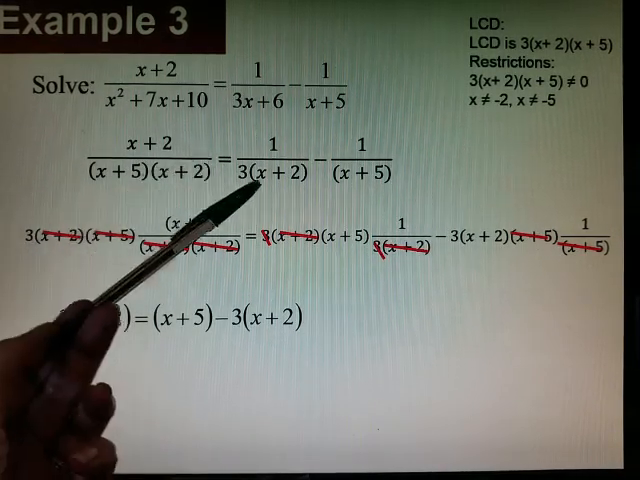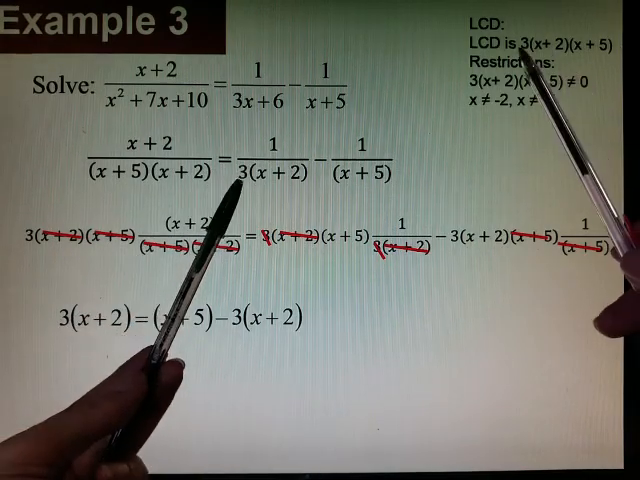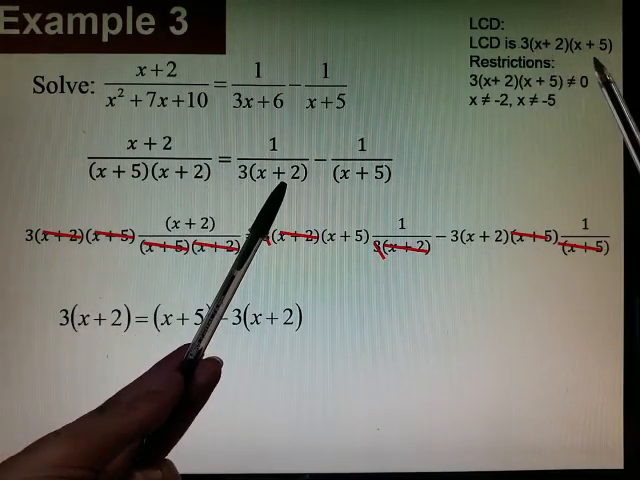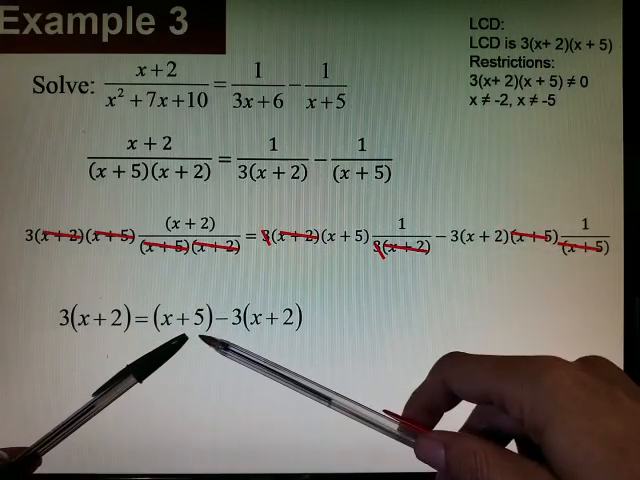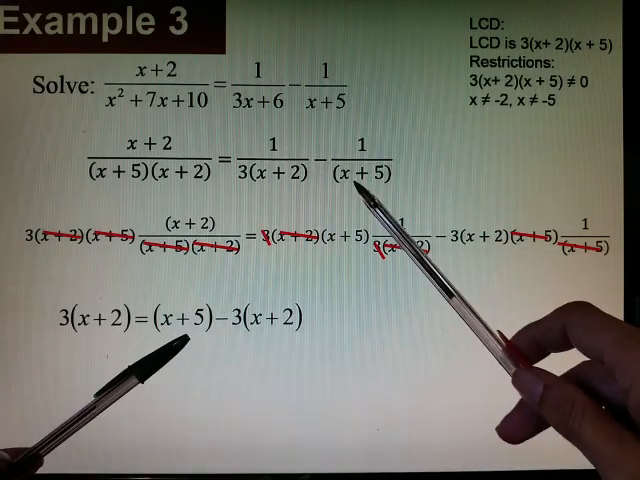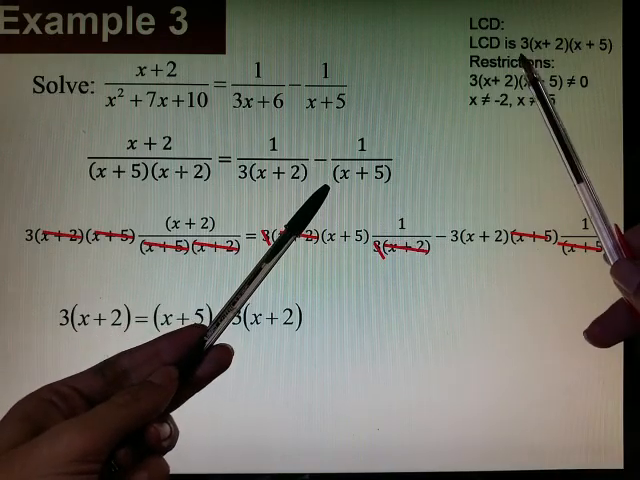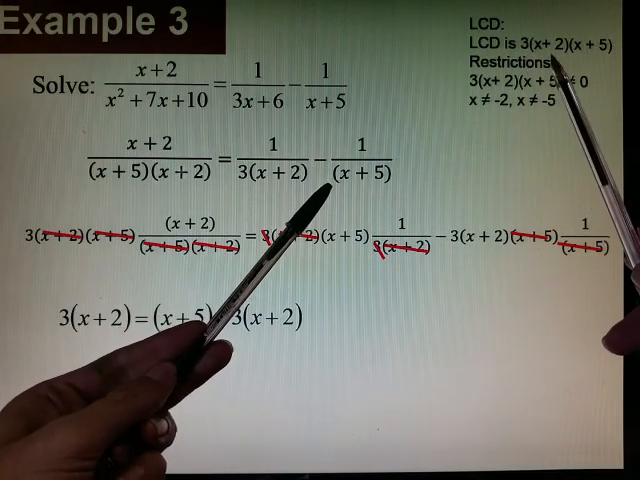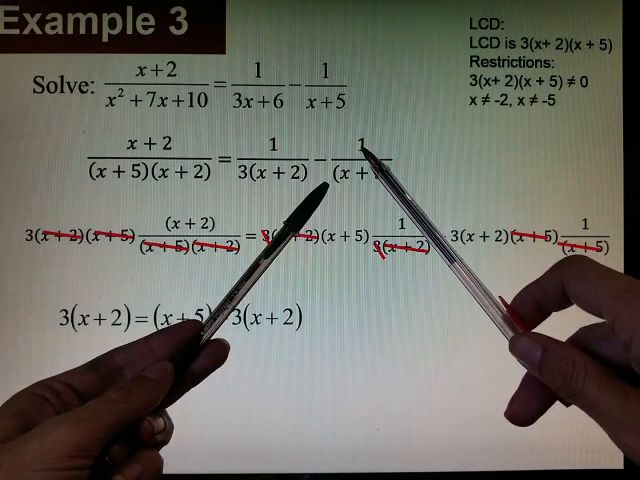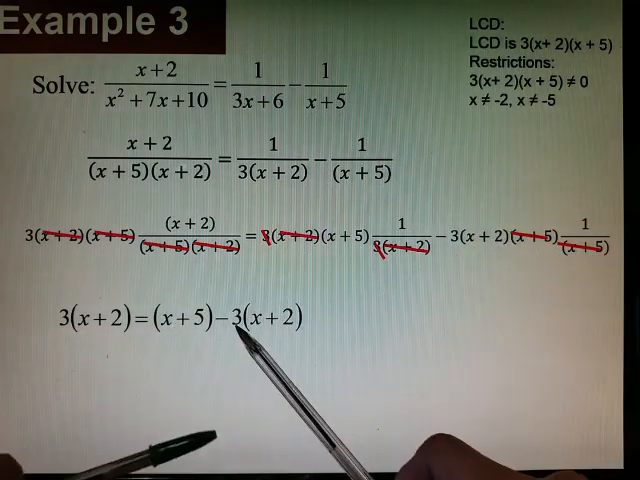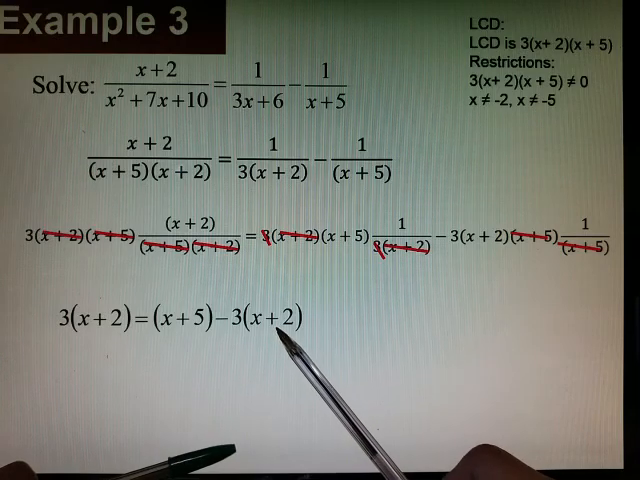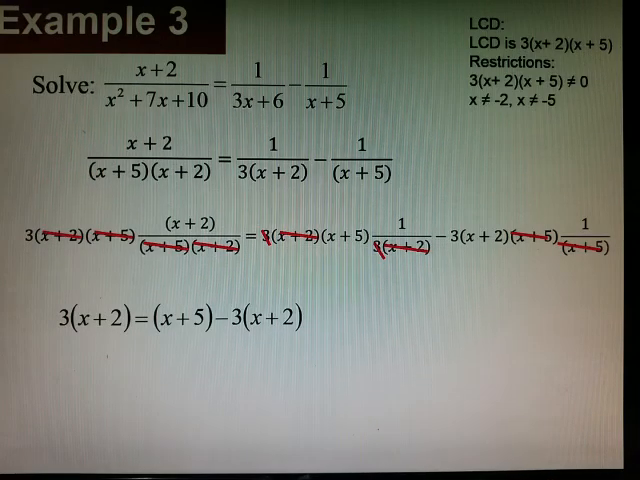All right, second fraction. It already has the 3, already has the x plus 2. It needs the x plus 5. So I take 1 times the x plus 5. Third fraction. It's missing the 3, so it needs a 3, and it needs an x plus 2. So this is going to be -1 times 3 times x plus 2. Well, -1 times 3 is -3. Then there's my x plus 2. Now we have an Algebra 1 looking type of problem.